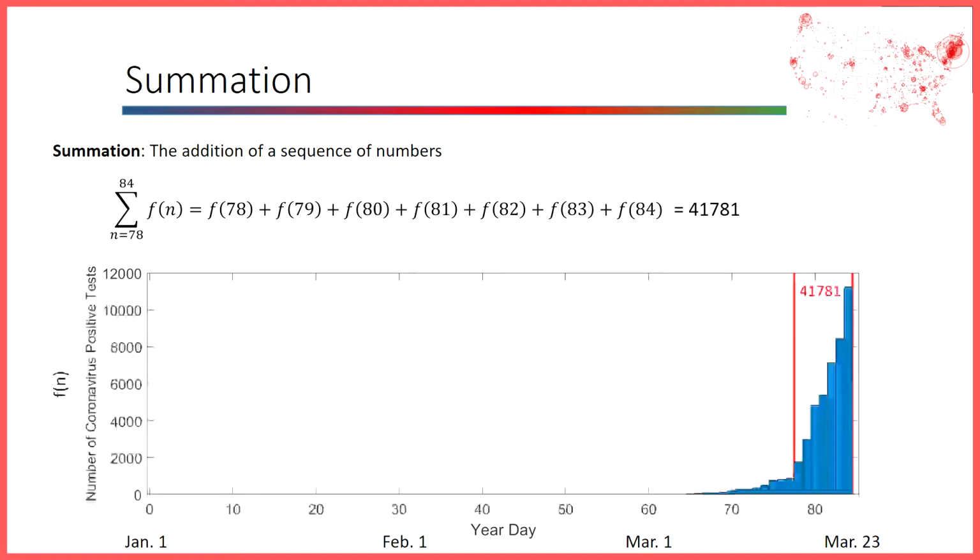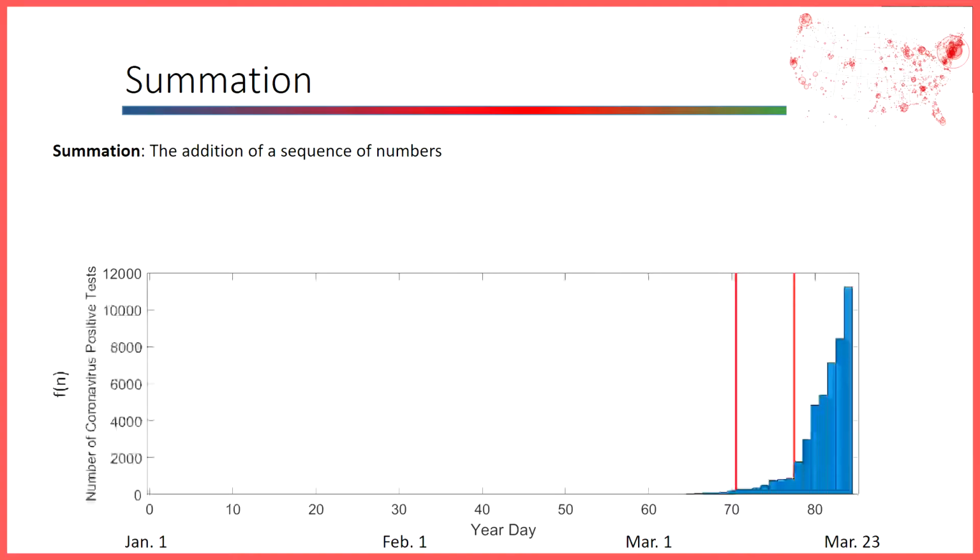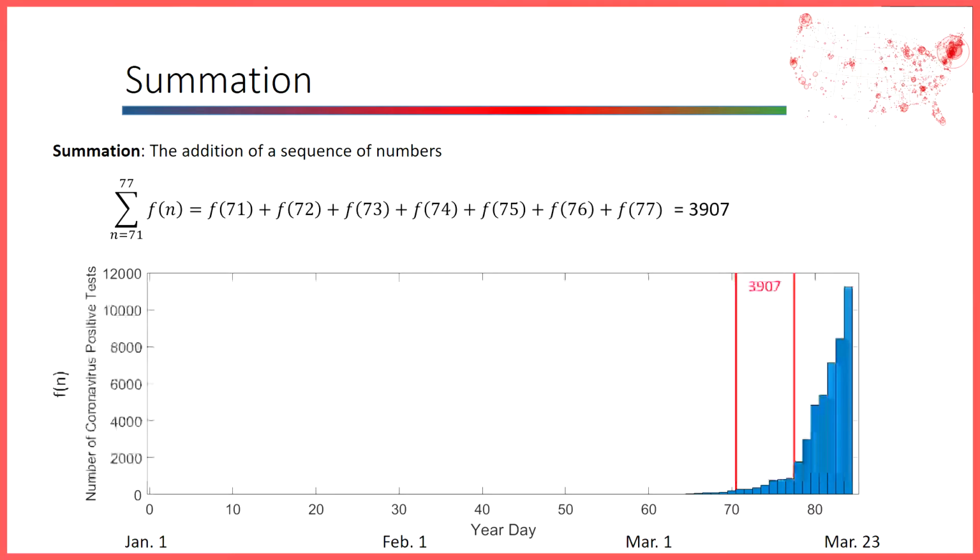So this tells us that there were 41,781 positive tests during the week from March 17th to March 23rd. If we wanted to figure out the number of cases during the prior week, we would want to compute the sum of f of n from n equals 71 to n equals 77. And we'd find that this summation is equal to 3,907, which tells us that there were slightly more than 3,900 cases during the week between the red lines in this graph.